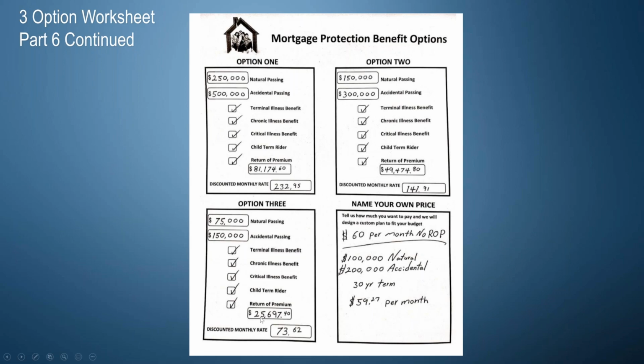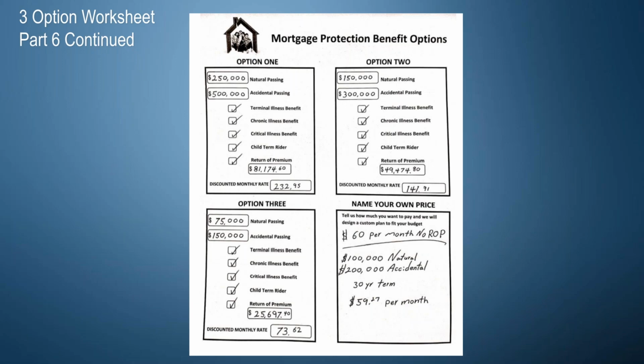Jimmy says he can afford $60 a month comfortably. I put together a program for him and his wife for $60 a month without return of premium. Jimmy, for $60 a month, what I can do is get you and your wife both covered for $100,000 of natural death. It'll cover you for $200,000 worth of accidental. We can lock your rate in for 30 solid years, which means that at $59.27, you never have to worry about the premiums increasing. You tell me, does this work for you? Yes, that works for us. Okay, guys, so we locked them in.